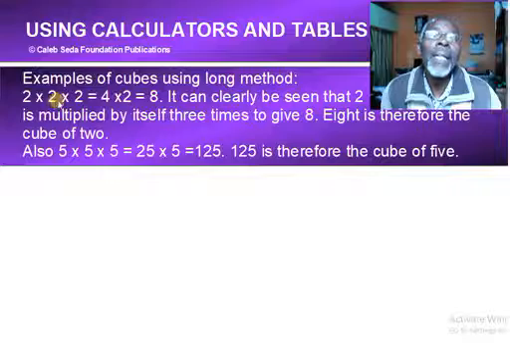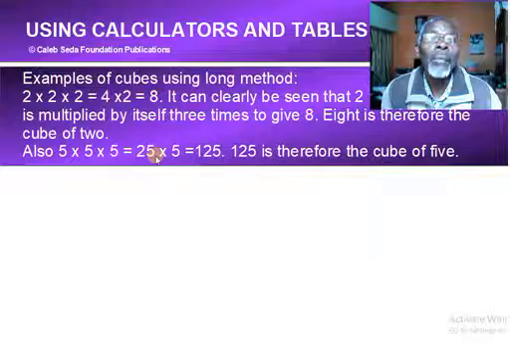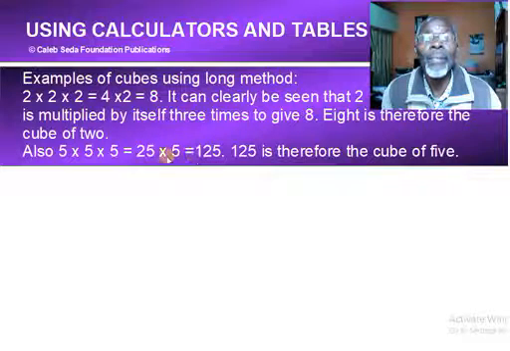When you multiply 2 by 2 by 2, you get 8. Therefore, 8 is a cube of 2. It can clearly be seen that 2 is multiplied by itself 3 times to give us 8. Also, 5 times 5 times 5 gives us 125, since 5 times 5 is 25, and 25 times 5 is 125. That's a long method of getting to 125. 5 is multiplied by itself 3 times to give us 125. 125 is therefore a cube of 5.